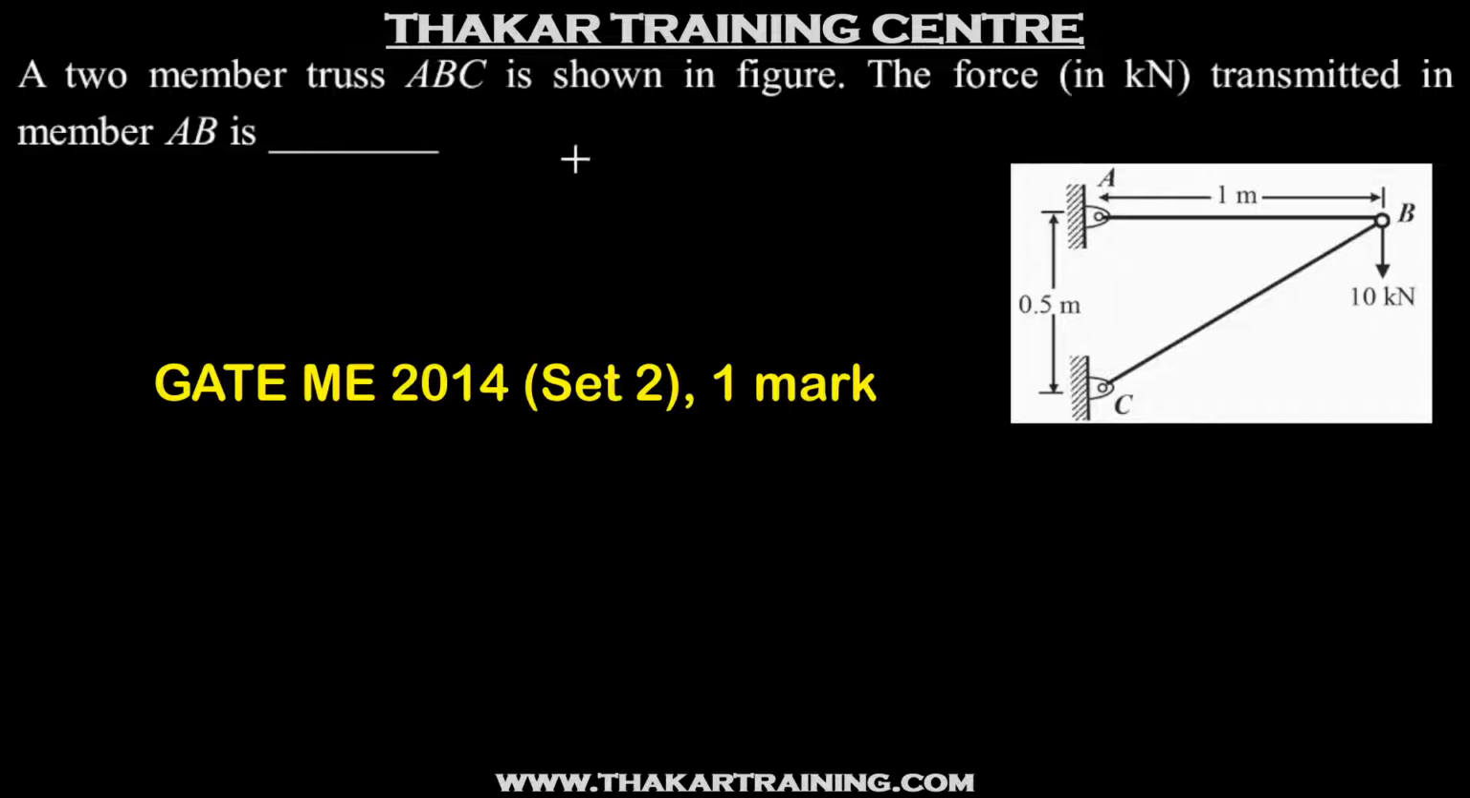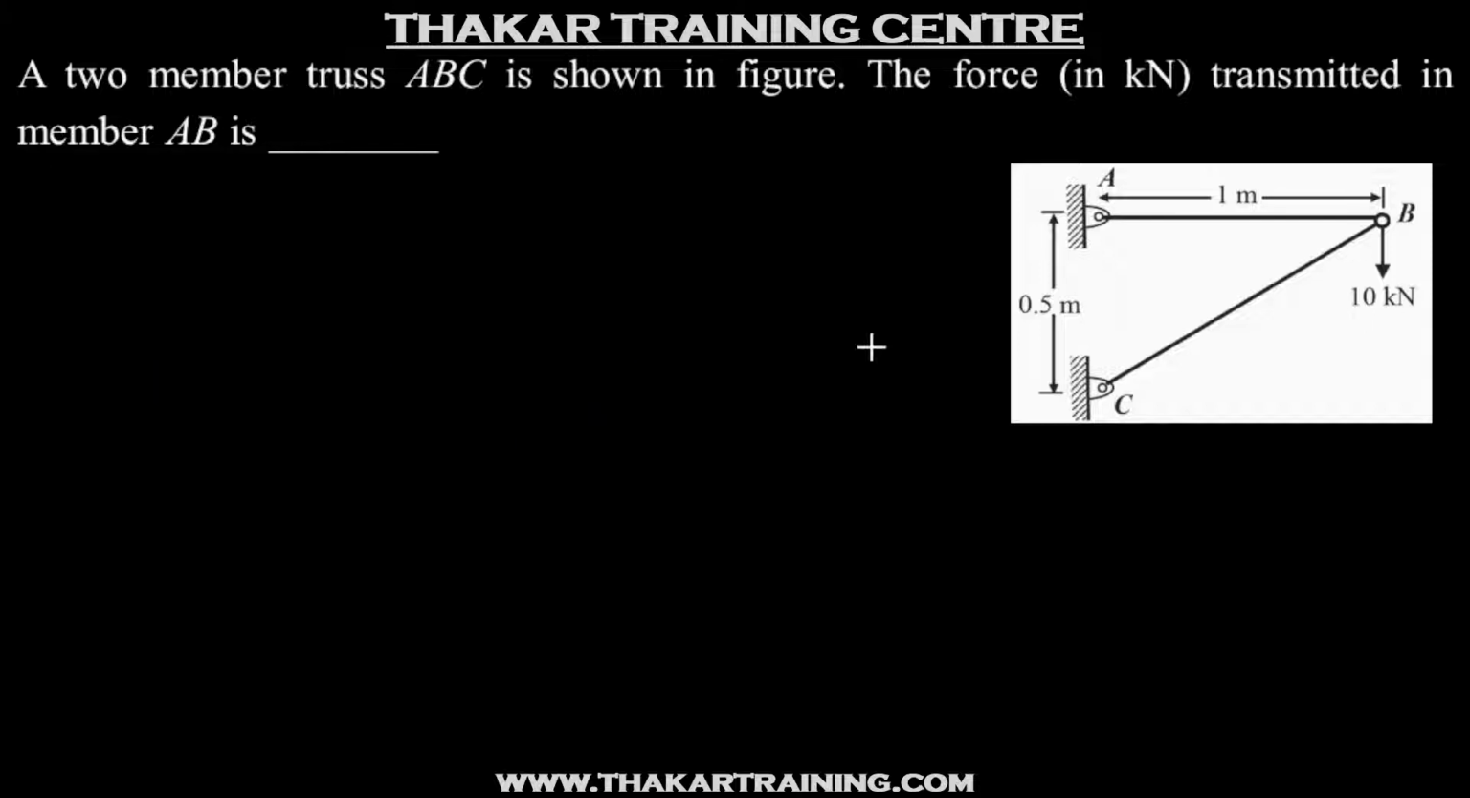A two-member truss ABC is shown in the figure. The force in kilonewton transmitted in member AB is. So this is a diagram. You have to find out force in this member. So once again we have three forces at point B. We can apply Lami's theorem. So we will be applying Lami's theorem at point B. We have 10 kilonewton which is given to us, which is downwards.